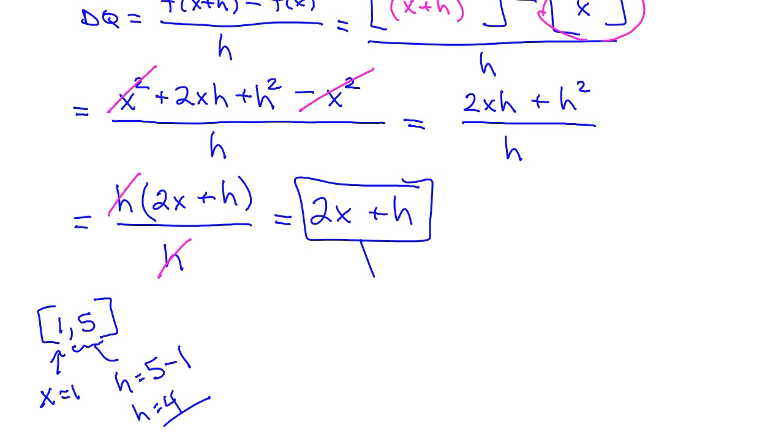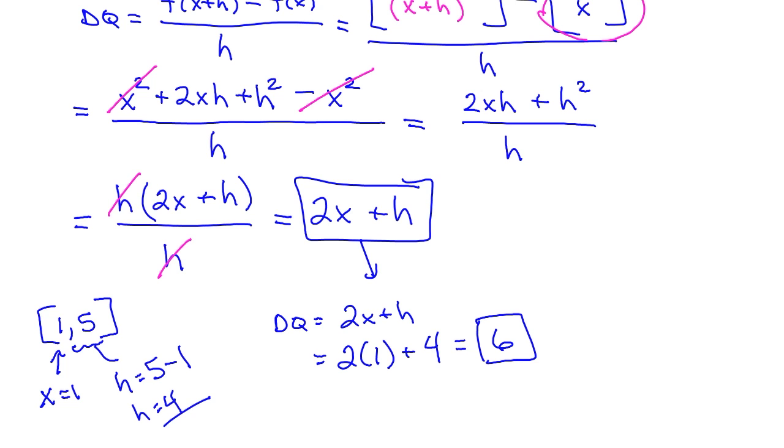And you just plug this in. So 2x plus h is the difference quotient. Evaluate that at the 1 and the h. 2 times 1 plus 4 is 6. So what that tells me is the average rate of change for the square function from 1 to 5 is 6.